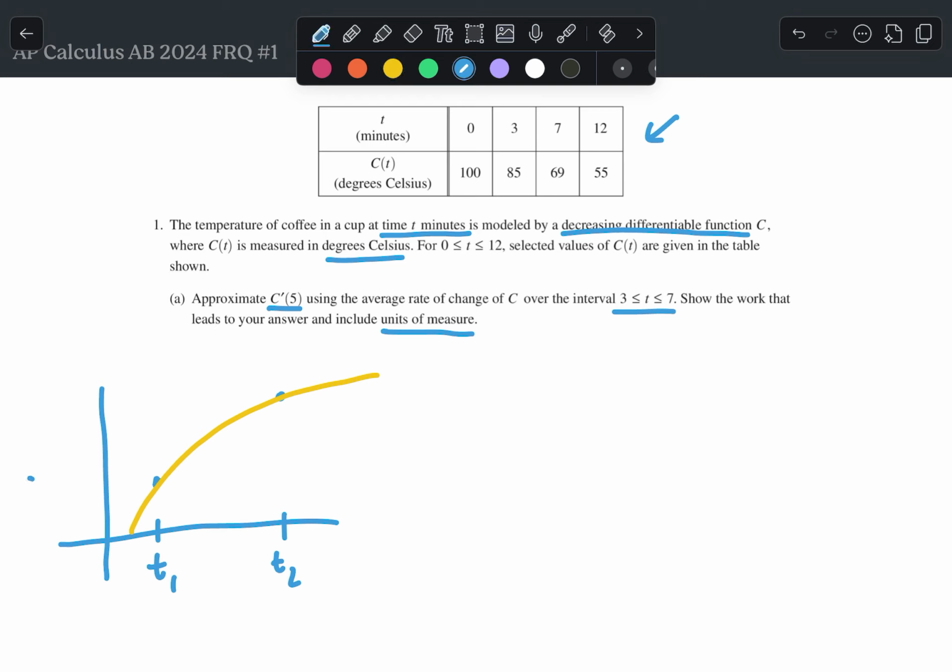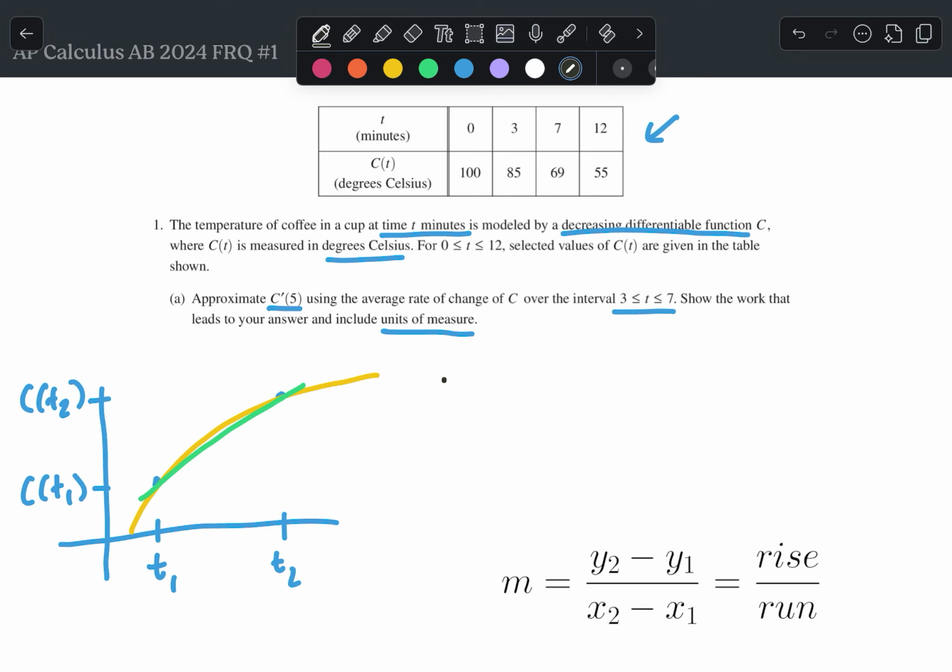And then we assume that C of T1 is going to be here, and C of T2 is going to be here. So when we're talking about the average rate of change, what we're trying to find is the slope between those 2 points, okay? And how are we going to do that? Well, we can take the equation that we use for average rate of change, and that is C of T2 minus C of T1 over T2 minus T1.